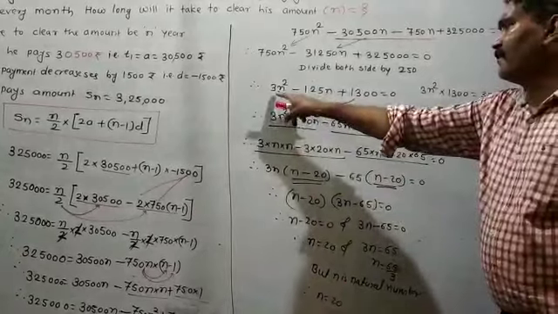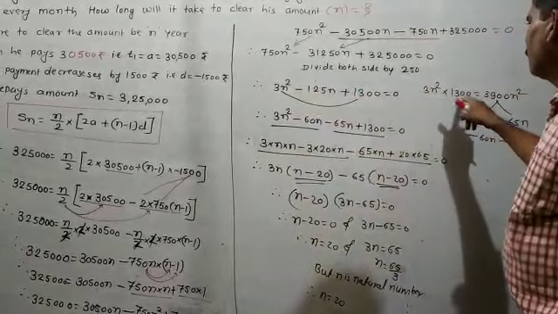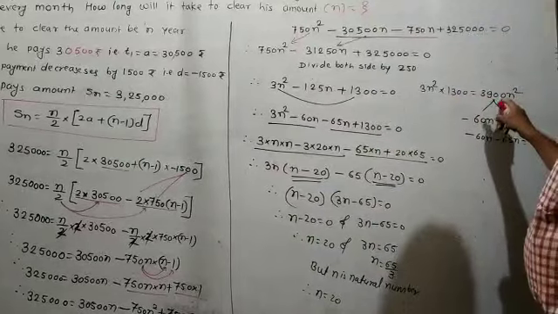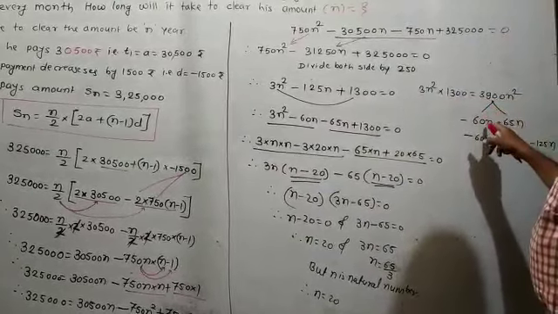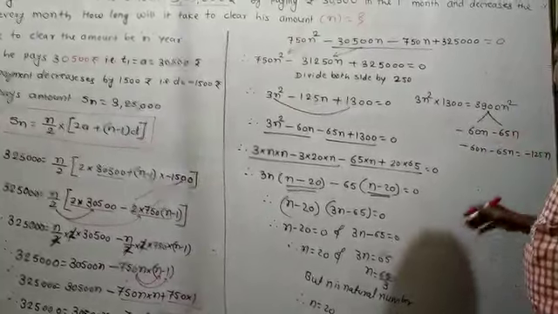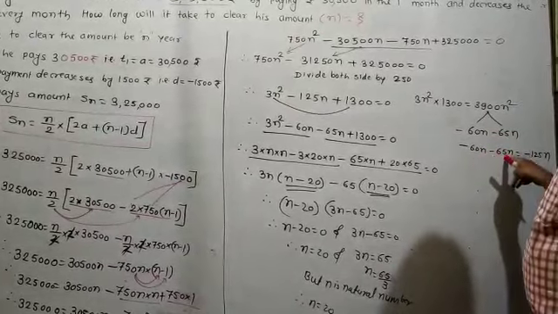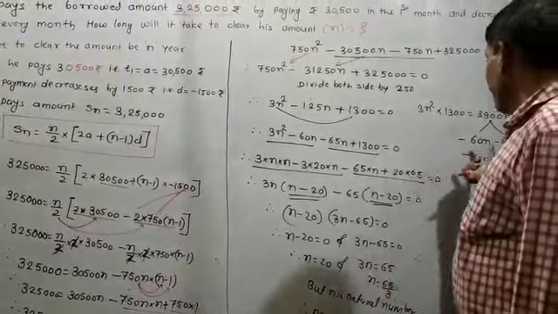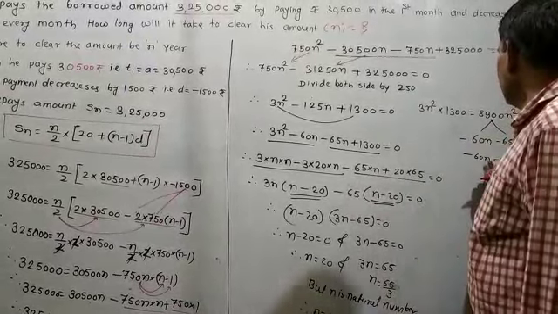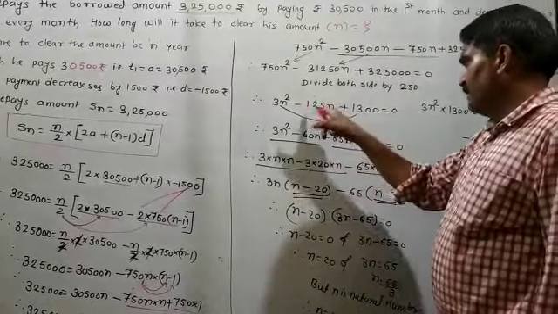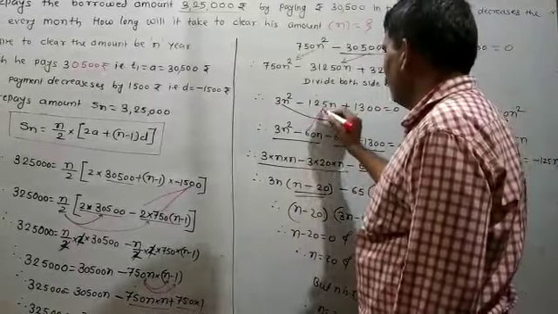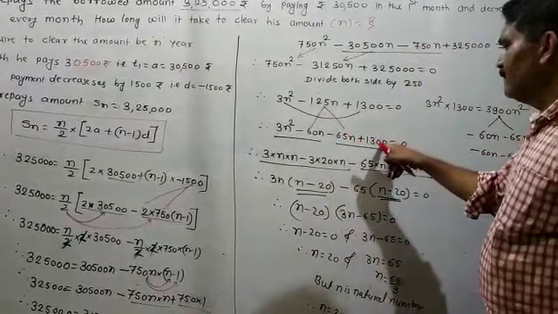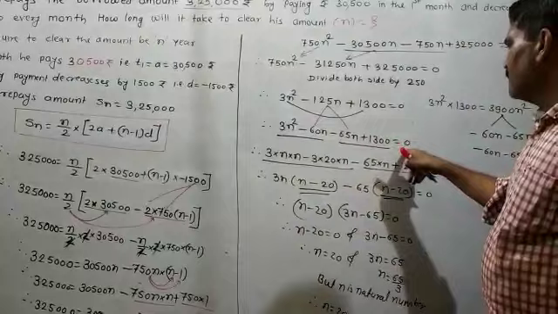Then I will do the product of the first term and the last term. 3n square multiplied by 1300 is equal to 3900. So to factorize this 3900 like this, minus 60 and minus 65. This will come minus 60n and minus 65n is equal to minus 125n. Then factorize this product such that the sum will come as the middle term. Then this minus 125n you have to write like this, minus 60n minus 65n plus 1300 is equal to 0.